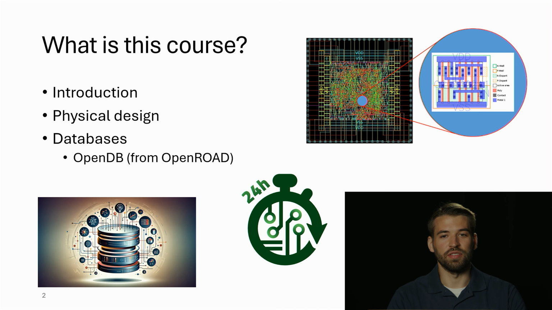Third, it's about databases. A database is simply an organized way to store data. Tying it back to physical design, we're going to be looking at how all of the important physical design information gets stored into a database and how you can access it. In this course, we're going to focus specifically on the physical database used in the OpenRoad project, which is called OpenDB.